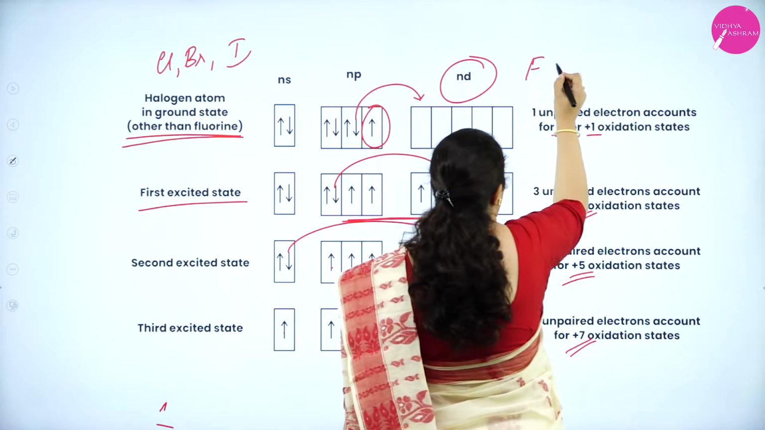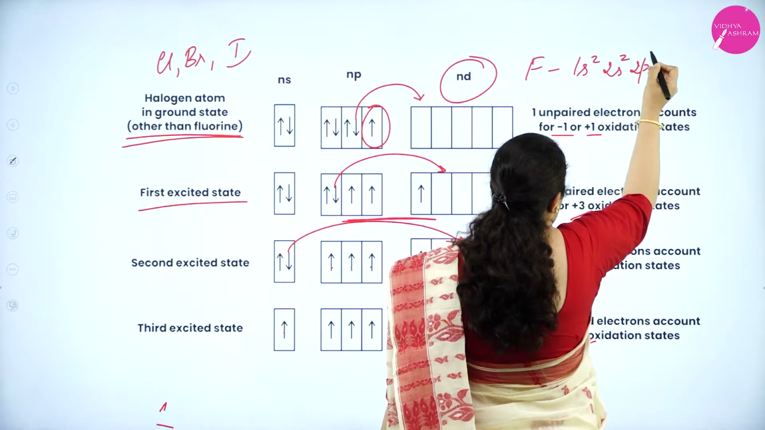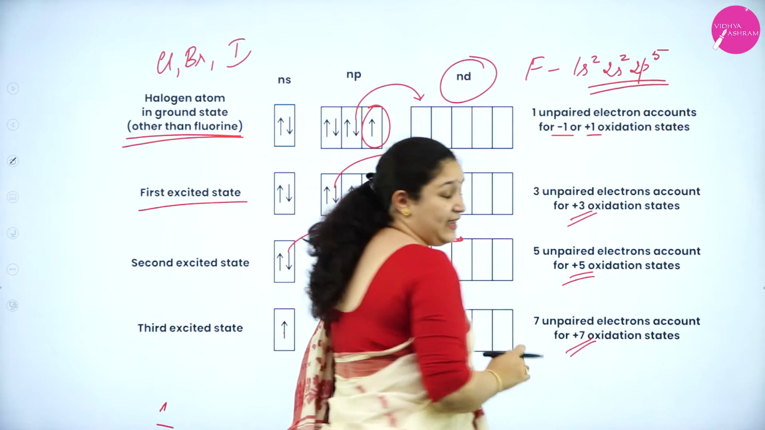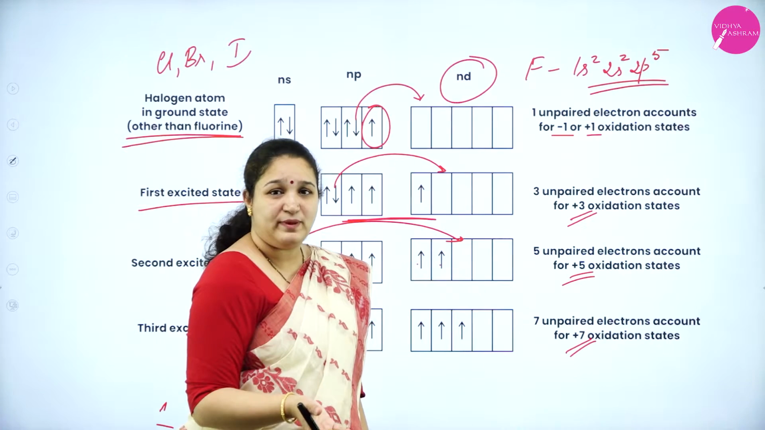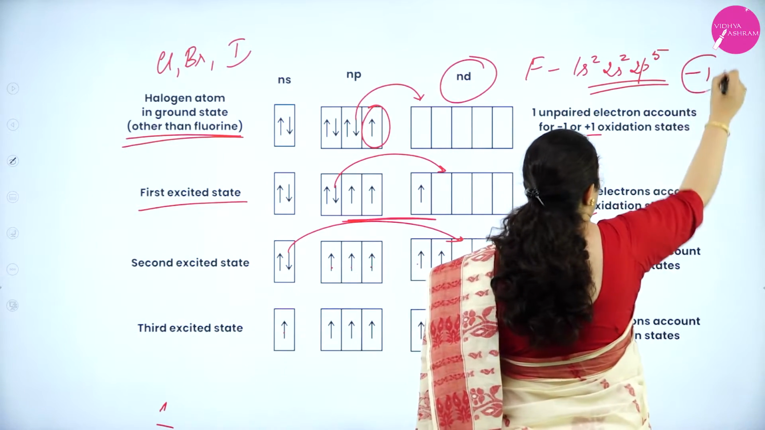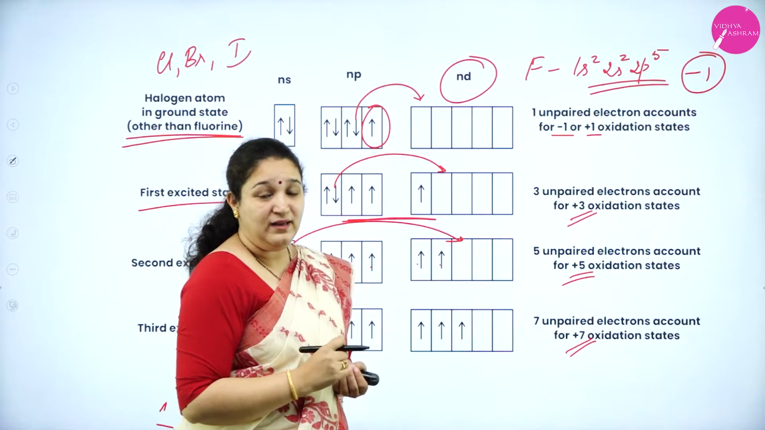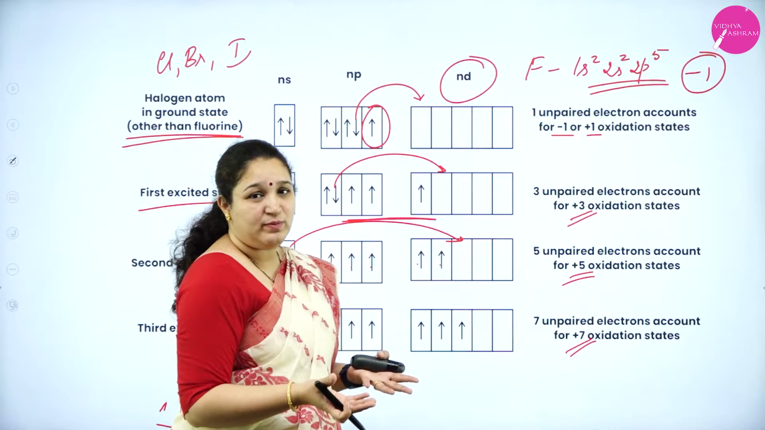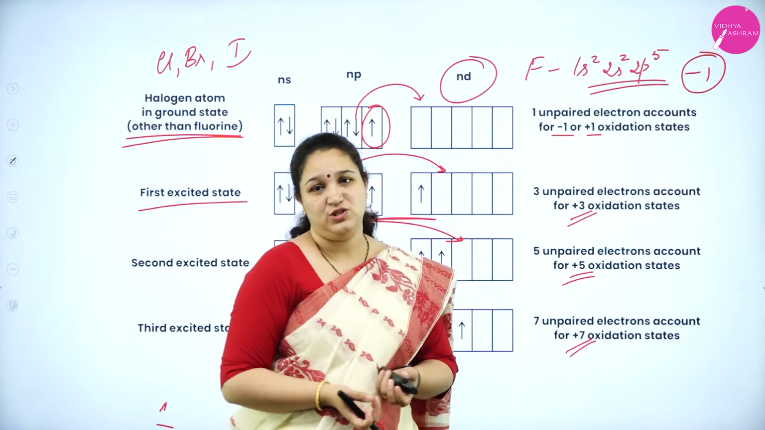Fluorine, if I write the electronic configuration, it is 1s2, 2s2, 2p5. So, does the second shell have a d orbital? No. As it does not have d orbital, fluorine will show only -1 oxidation state. It is easy for it to accept an electron. As there is no vacant d orbital, it will not show all of these oxidation states.